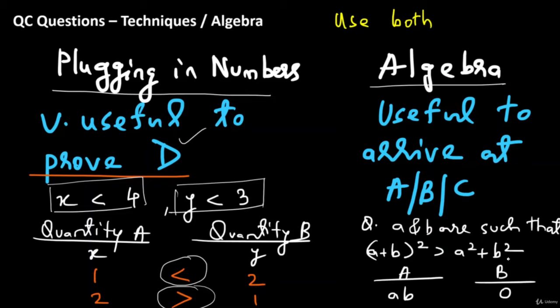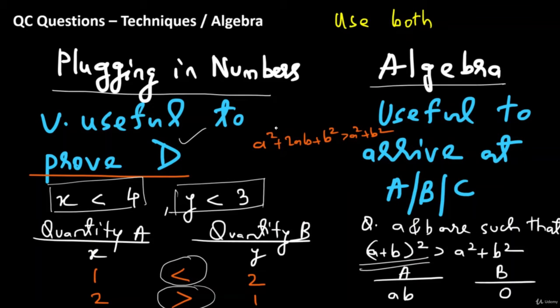find the relationship. Now if you employ plugging in numbers to find the relationship, you would have to try different combinations, right? Now because we know the identity of (A plus B) the whole square, it's very useful to use algebra over here. Now (A plus B) the whole square is A square plus 2AB plus B square. So as per the information given in the question stem, A square plus 2AB plus B square is greater than A square plus B square.